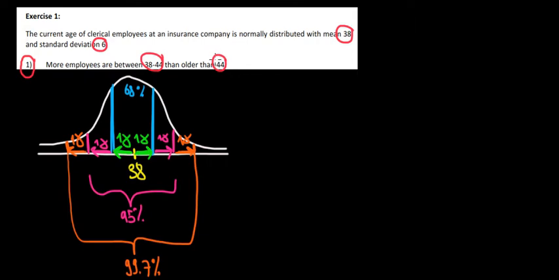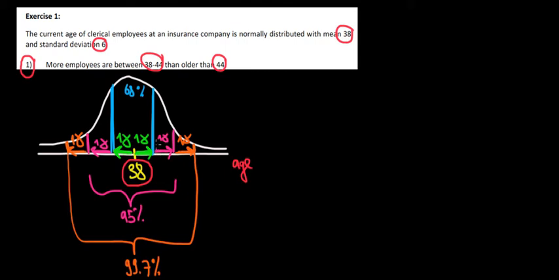So we'll do this all on a graph because we need to use some properties of the central limit theorem. Now, how does a normal distribution look like? That's how it looks like, a bell curve. We know that the mean is going to be 38. That's the distribution for the age. And the standard deviation is 6 years, right?